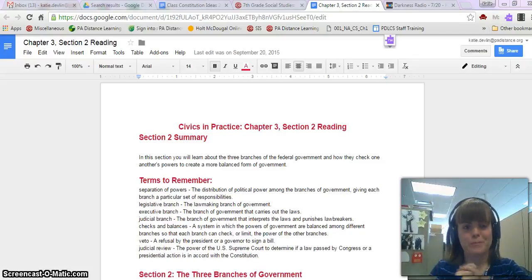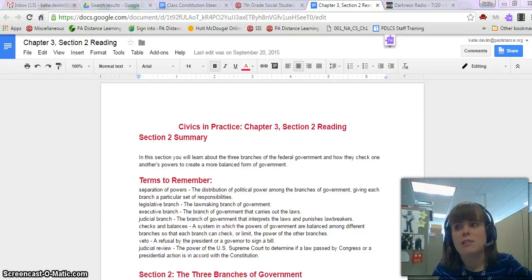We'll explore more. Terms to remember: separation of powers, the distribution of political power among the branches of government, giving each branch a particular set of responsibilities. The legislative branch. This is the lawmaking branch of government. When I say legislative, you can always think LL, legislative laws, and you can also think about the Senate and House of Representatives, which are in this branch.